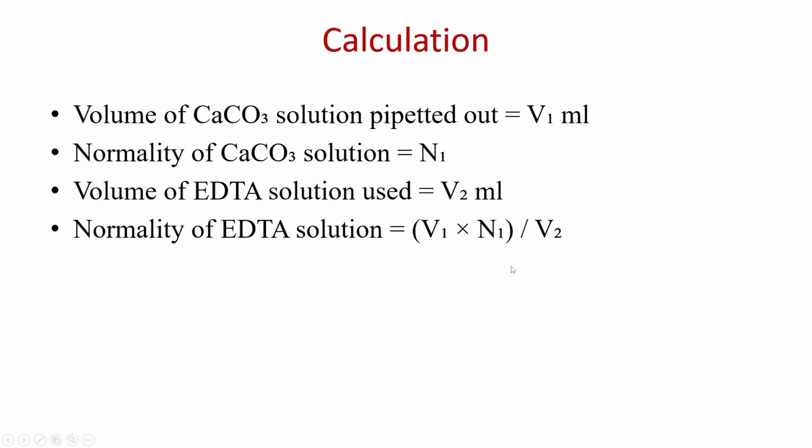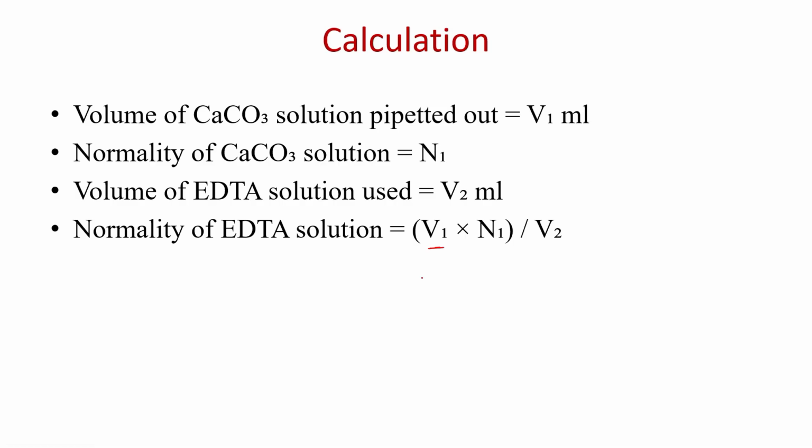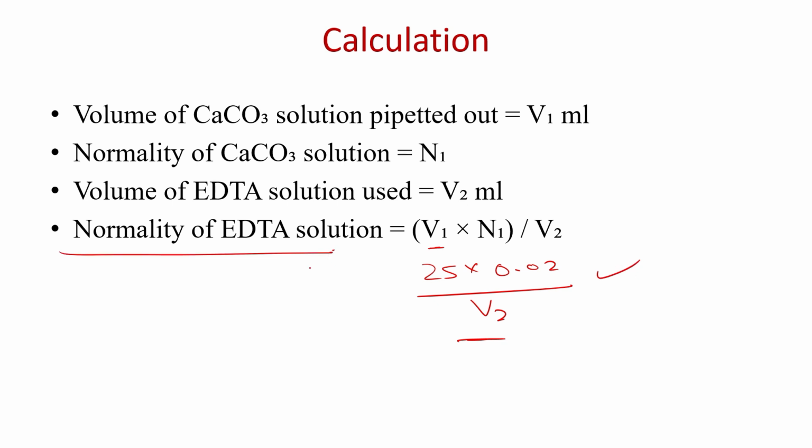Whatever titer value you get, you put in this formula, N1V1 equals N2V2. On one side you have the calcium carbonate volume, how much volume you have taken. So your 25 ml here, and then the normality, 0.02 normality you have taken. So 25 into the normality of the calcium carbonate, 0.02, divided by the titer value. From this calculation you will know the normality of the EDTA solution you have prepared.